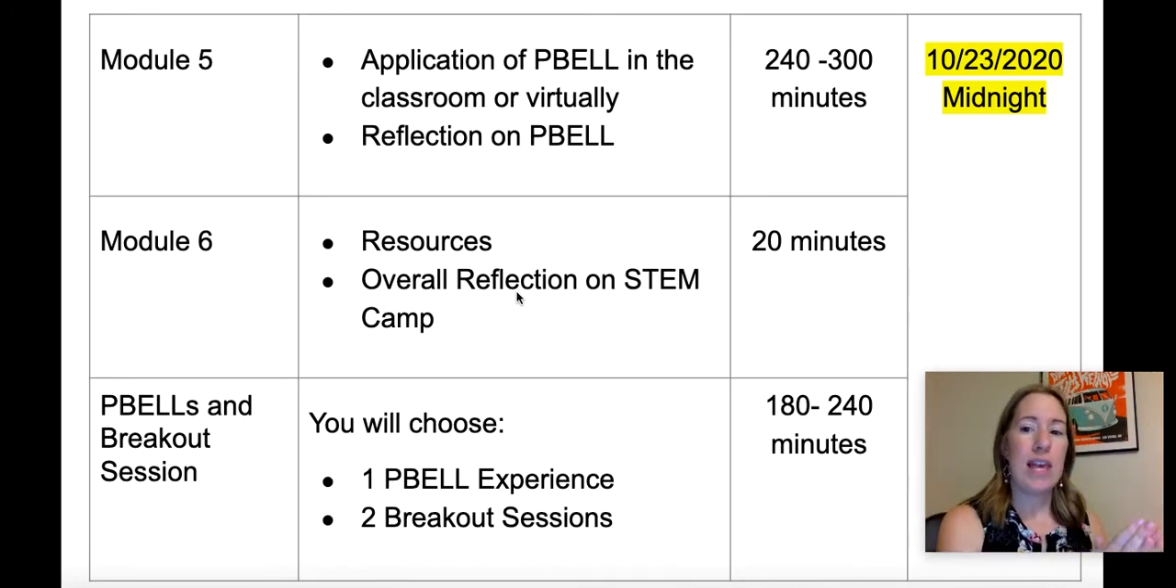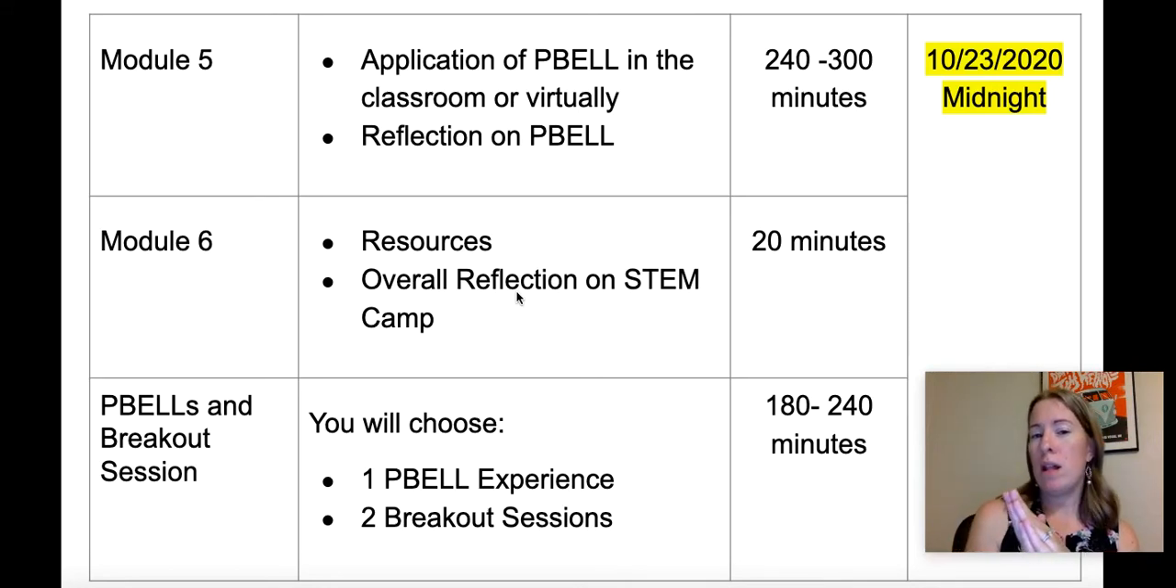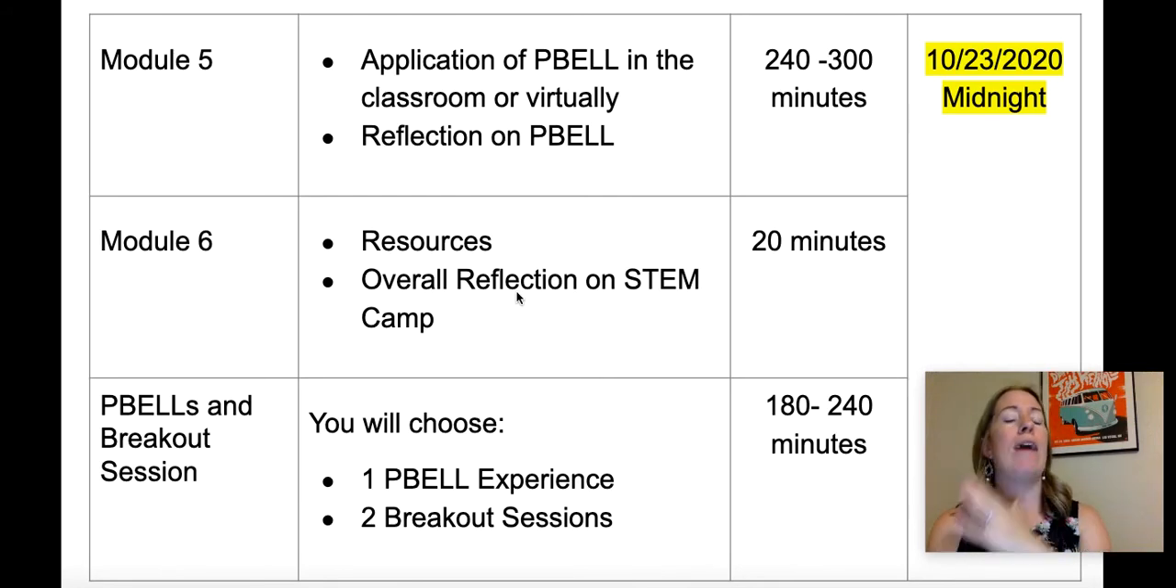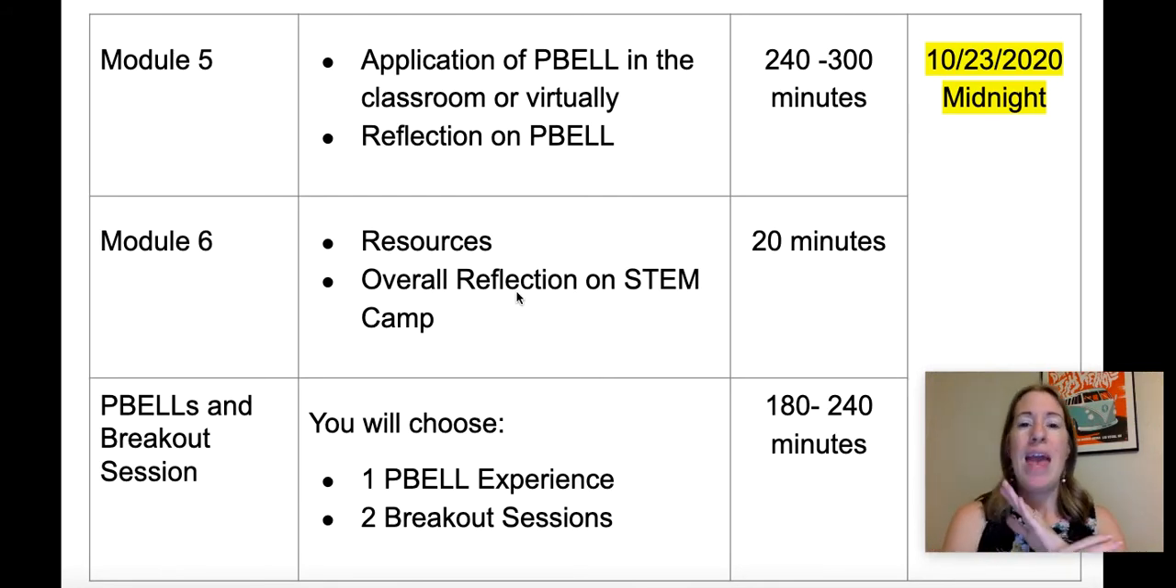And then just keep in mind, there are those one PBEL and 2 breakout sessions that you need to complete. You can complete those anytime, all right? They're at the very bottom of all of the modules. There's lots of choices, and you can complete those now. You may have already done them, or you can complete them after you've applied and done your reflection. Everything needs to be submitted. Everything needs to be done by Friday, October 23rd, in order to qualify for the stipend.